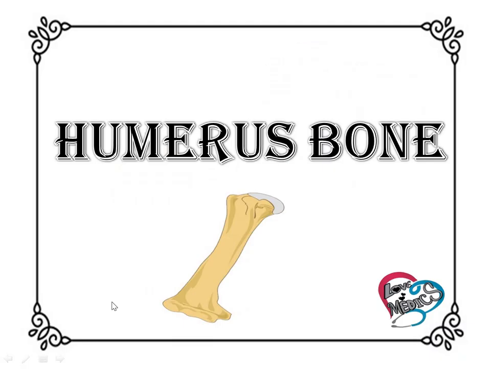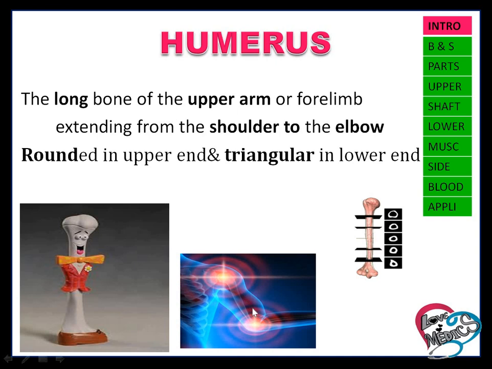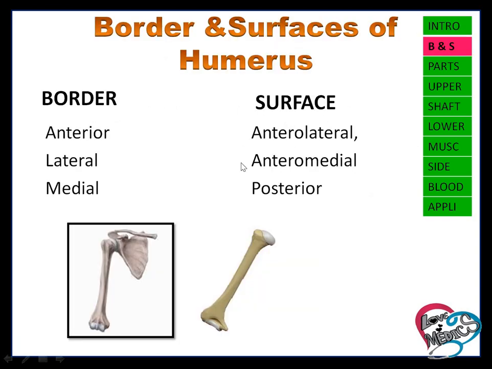This lecture is on humerus bone. Humerus bone is the long bone of upper arm and it extends from the shoulder to the elbow. It is rounded at upper end and triangular at lower end. It has three borders and three surfaces. These are anterior border, medial border and lateral border, and surfaces are anteromedial surface, anterolateral surface and posterior surface.